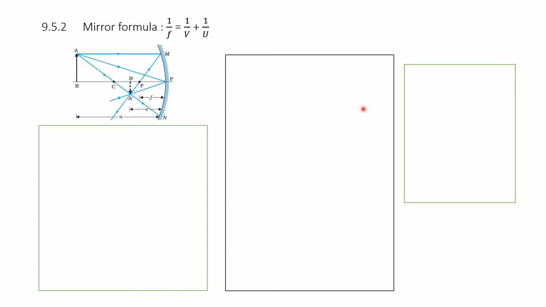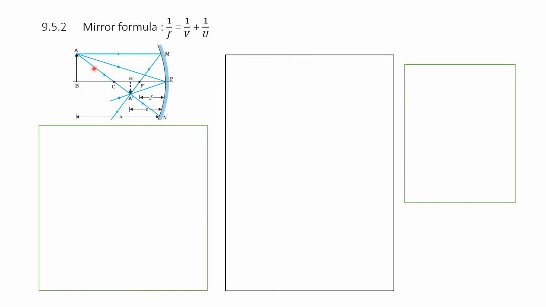Please see the diagram here. In the diagram, a concave mirror is shown. That concave mirror is MPN, and BP is the principal axis of the mirror. AB is the object, and F is the focal point, C is the center of curvature, as we have defined earlier.